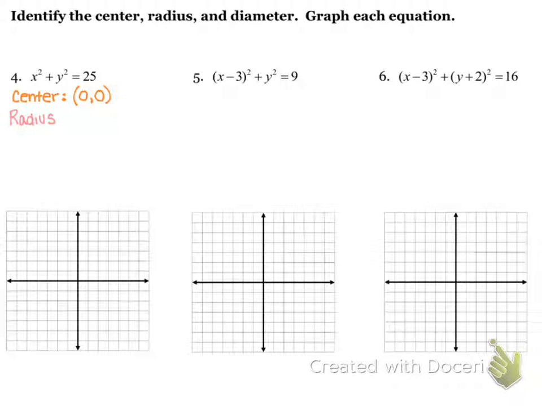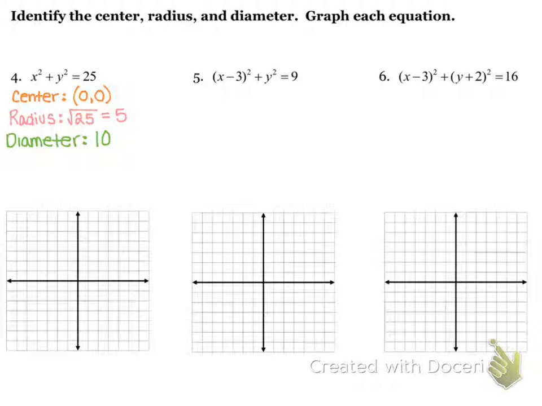Now, up above, we were squaring that last value and writing it as 5 squared. So if I was given 25, to go backwards, I'm going to take the square root and get my r value of 5. And then the last thing we need to identify is the diameter. And you'll see why in a second when we graph. So the diameter is twice the radius, so we have a diameter of 10.